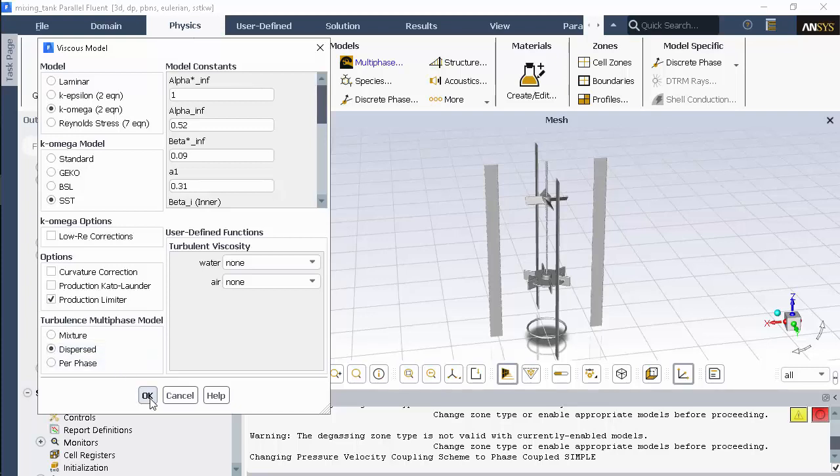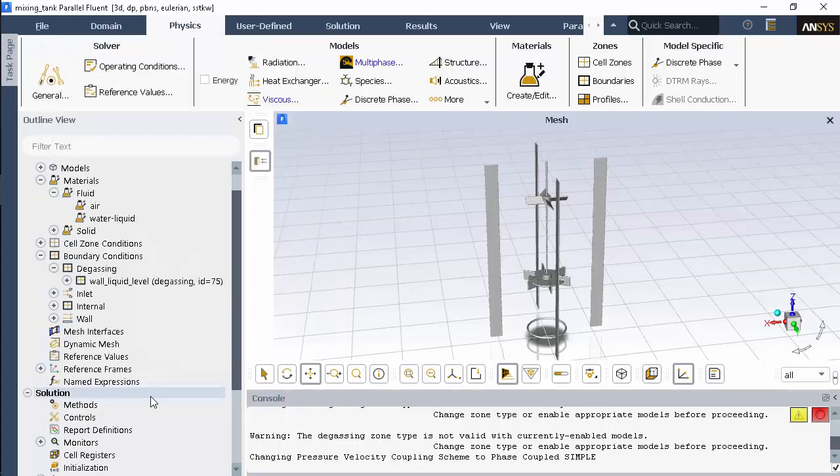Using these model settings, I could run a multiphase reference ramp simulation which provides steady state data, or a moving mesh simulation which provides transient data. For my analysis, I only need steady state data, so I'll set up the computationally less expensive multi-reference frame, or MRF, simulation. This concludes part 1 of this demonstration.